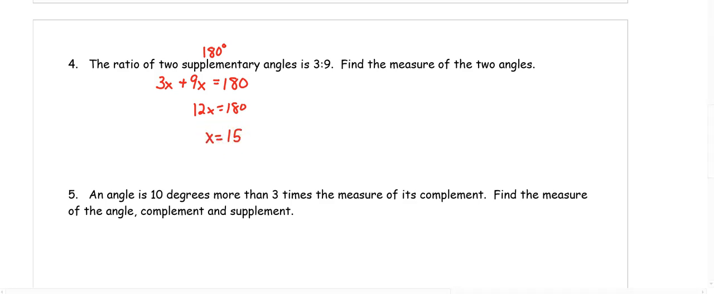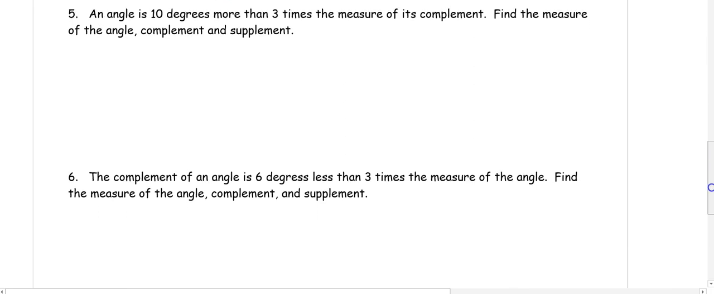Then it says find the measure of the two angles. So we have to take 15 and multiply 3 times 15 to get 45 degrees, and 9 times 15 to get 135 degrees.